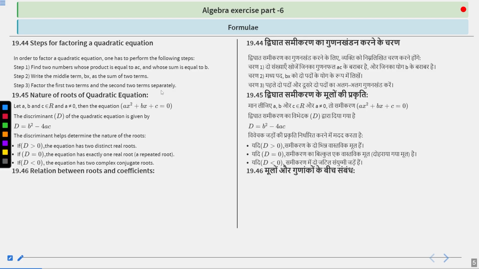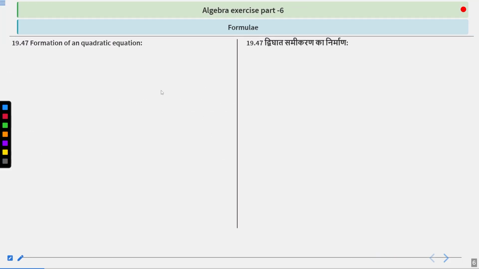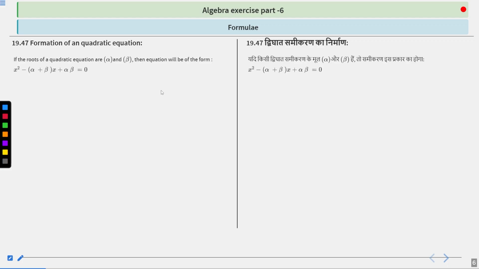Then we have relation between roots and coefficients. If alpha and beta are the roots of the quadratic equation ax square plus bx plus c equal to 0, then sum of the roots alpha plus beta is equal to minus b upon a. Product of the roots alpha into beta is equal to c upon a. Then we have formation of a quadratic equation. If the roots of a quadratic equation are alpha and beta, then the equation will be of the form x square minus (alpha plus beta) into x plus alpha into beta equal to 0.